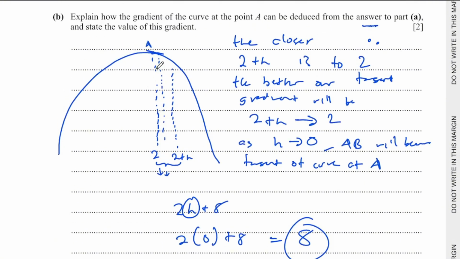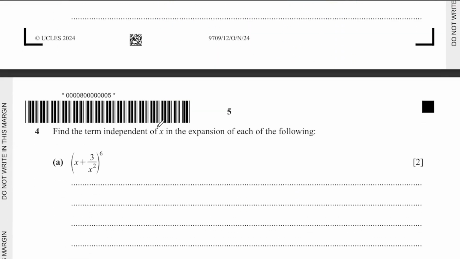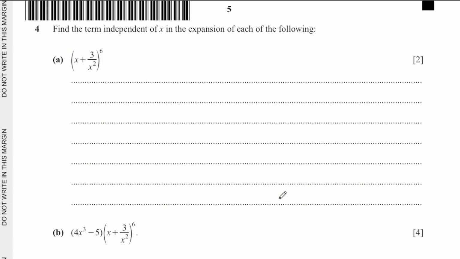This is A. Okay. Next, find the term independent of x in the expansion of the following: (x plus 3 over x squared) power 6. So obviously the formula for the binomial expansion is nCr, the first term to the power n minus r, the second term to the power r. n in this case is 6, so let's just replace that. And so we would now need to find the value of r.